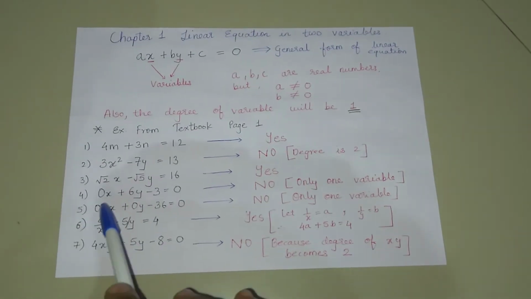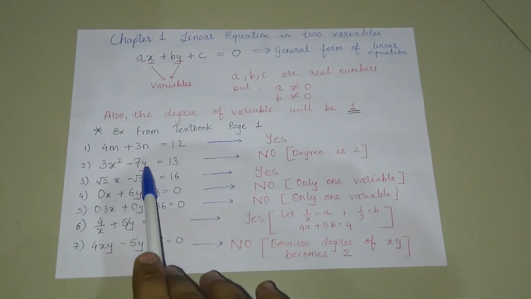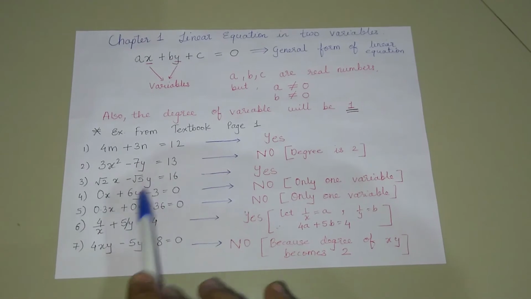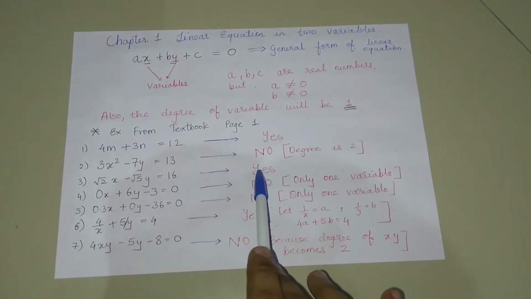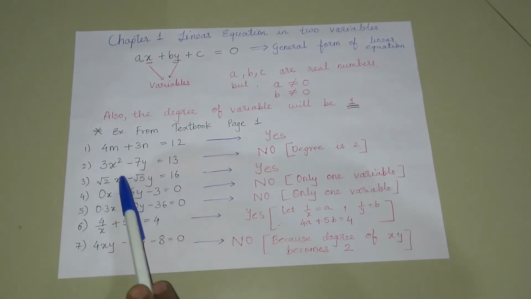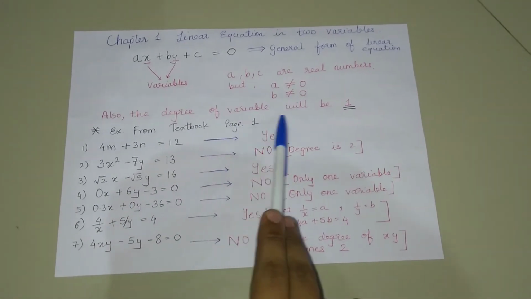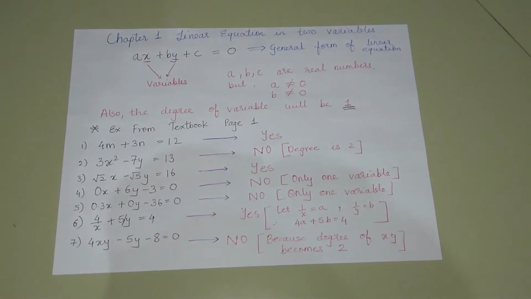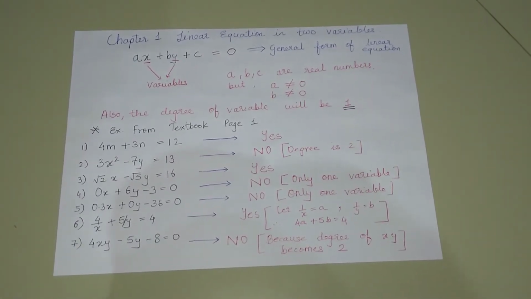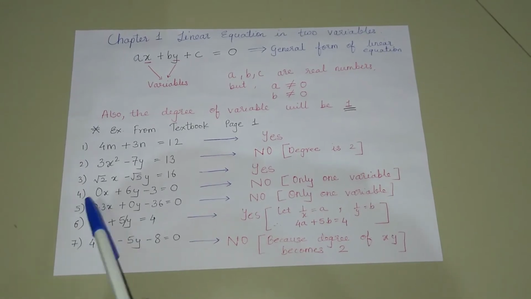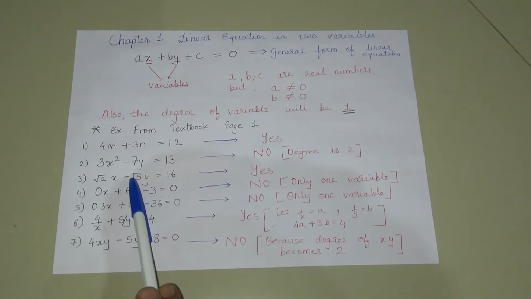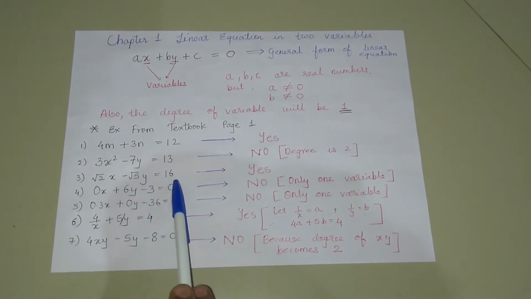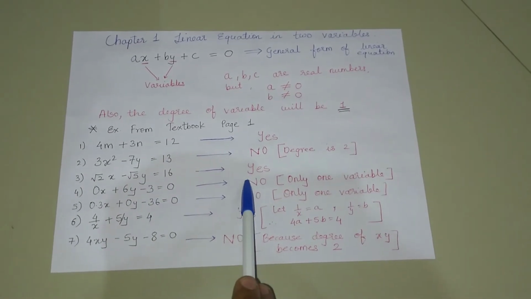Now let's see the second one. The second one is 3x squared minus 7y equals 13. Here this is not a linear equation. Why? Because, as I have mentioned, the degree of the variable should always be 1, and here the degree is 2. So this is not a linear equation in two variables. Let's come to the third one, root 2x minus root 5y is equal to 16. Yes, this is also a linear equation.